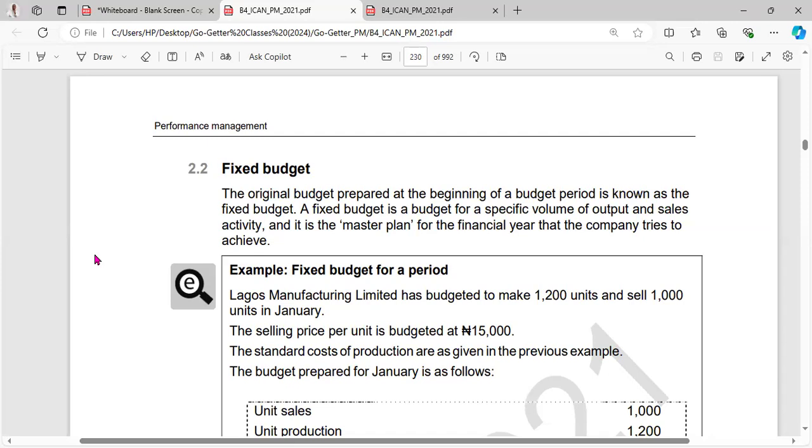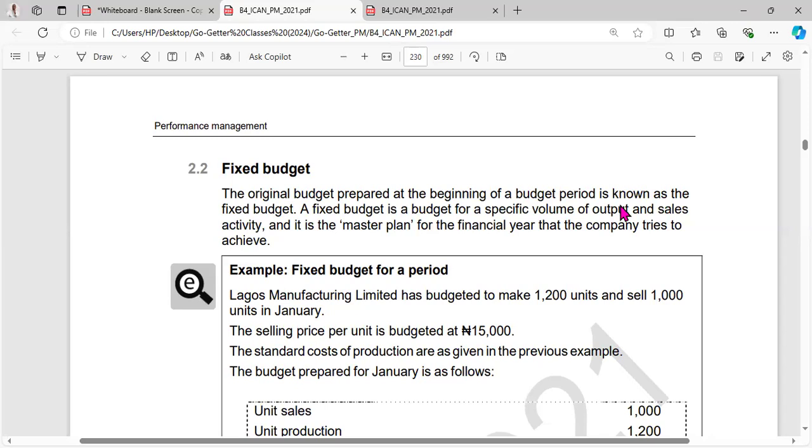Sometimes we want to make it much more efficient. We just divide it by 52 weeks and we know how much productivity is going to be done weekly because performance is being appraised weekly. So a fixed budget is a budget for a specific volume of output and sales activity, and it is the master plan for the financial year that the company tries to achieve, like the example I told you.